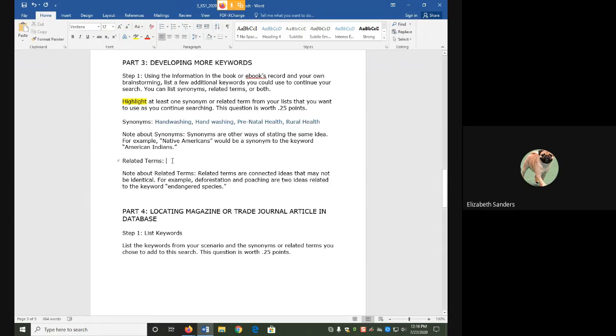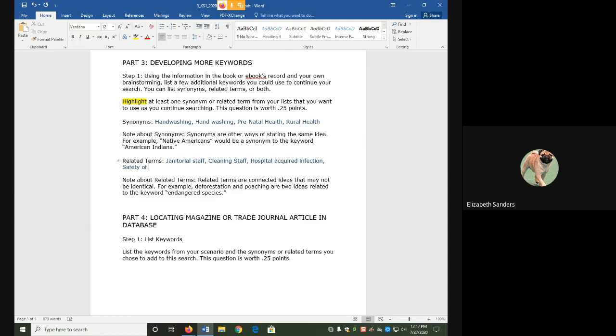Now, thinking of related terms, when I'm looking at sanitation, one of the things that comes to my mind is actually people who clean, janitorial staff, or cleaning staff. Because I help out the nursing college a lot, another thing that comes to mind is hospital-acquired infection. That's not directly related to sanitation, but sanitation helps to cut down on hospital-acquired infection. Another related term might be safety of patients, because I'm thinking now in more of a medical context.